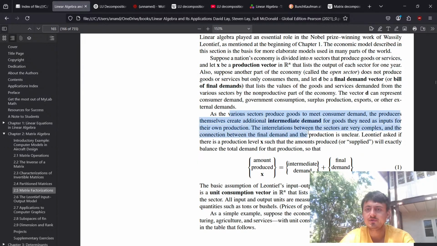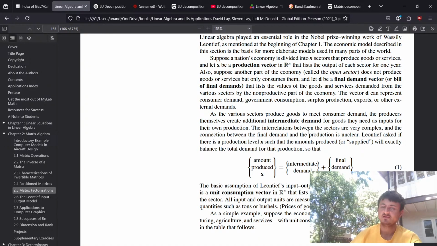As the various sectors produce goods to meet consumer demand, the producers themselves create additional intermediate demand for goods they need as inputs for their own production. So what we can do is represent this as X, the total amount produced, is equal to the intermediate production plus D, the final demand.